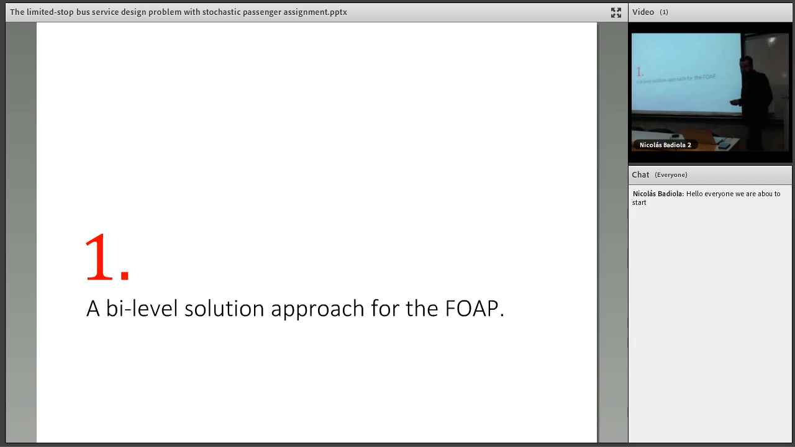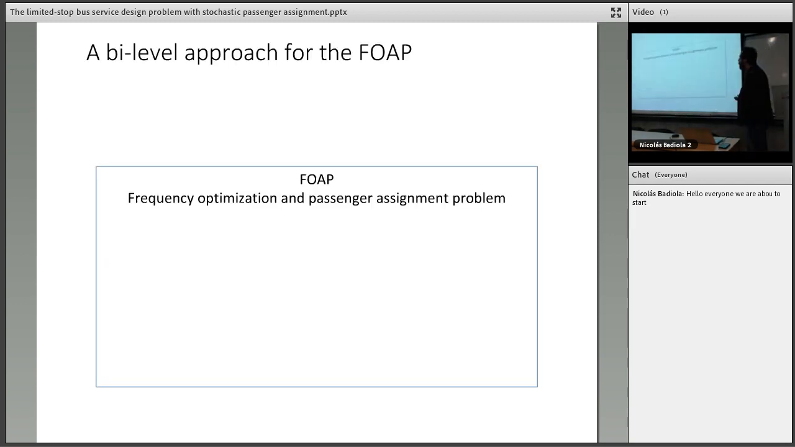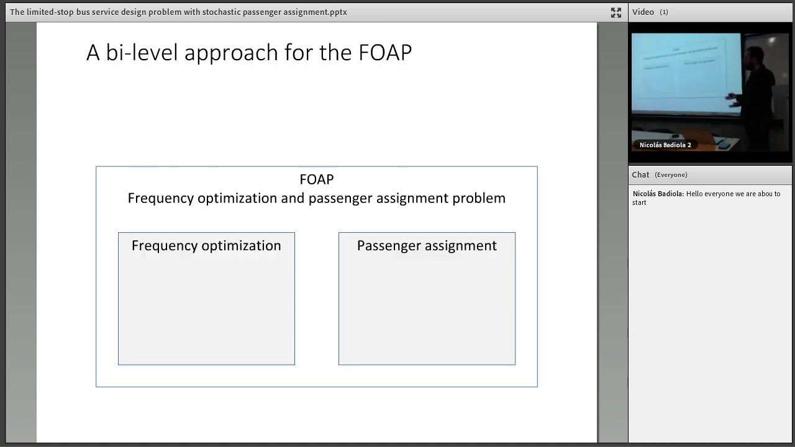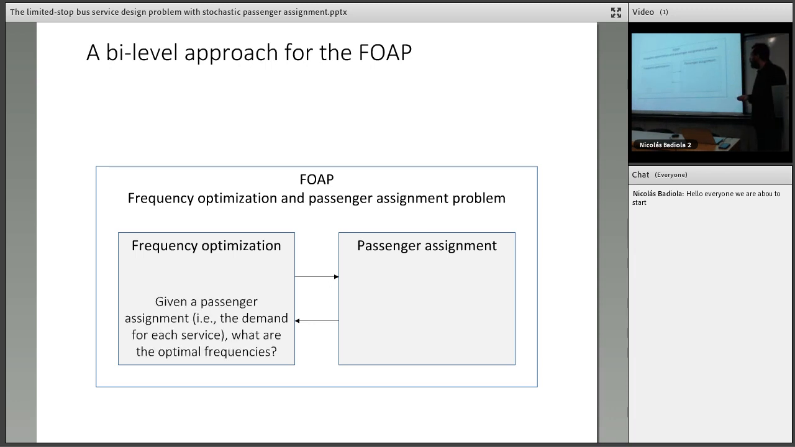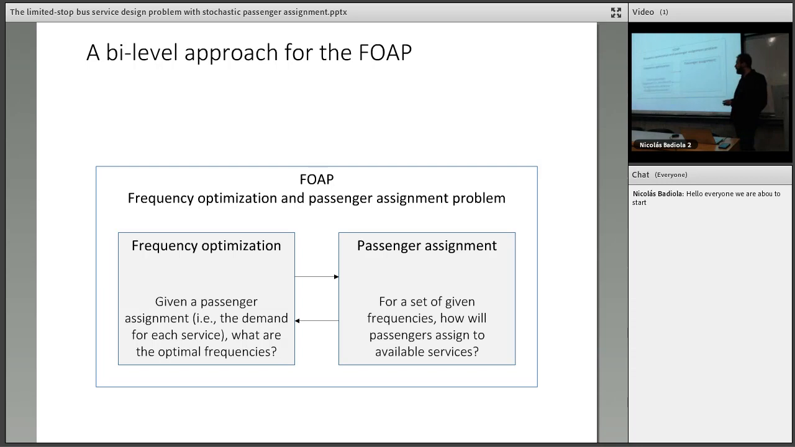So let's talk about the bi-level solution of the problem. We have this frequency optimization and passenger assignment problem that we were solving simultaneously as one optimization problem. Now we're going to separate it naturally between frequency optimization and passenger assignment, and we're going to iterate until we find convergence. The frequency optimization problem takes as input the services that are being used and the passenger assignment, and then optimizes the frequencies for the services. And the passenger assignment problem will take a given set of frequencies and predict the way passengers behave.